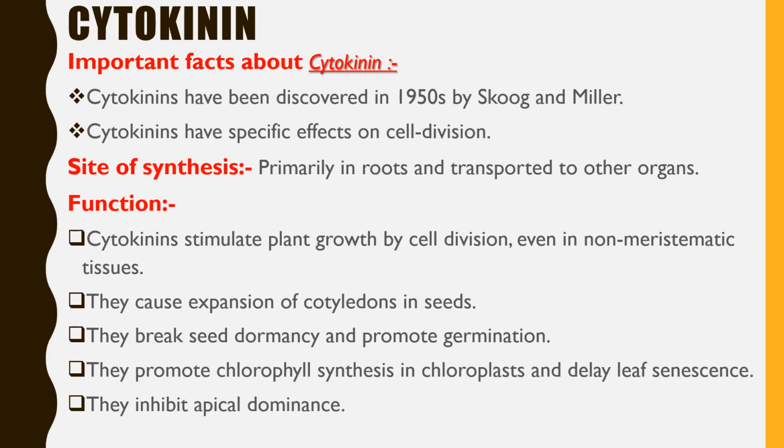They promote chlorophyll synthesis also in chloroplast and delay leaf senescence. They don't allow the leaves to get old very early. They inhibit apical dominance. Gibberellin and auxin both facilitate apical dominance, but cytokinin stops apical dominance.